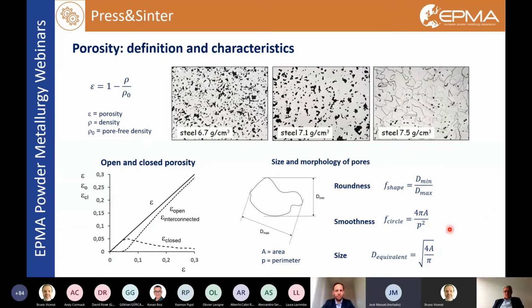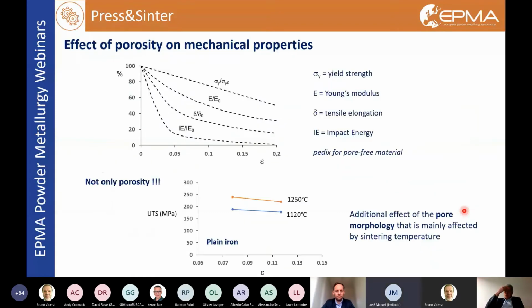So let's start to speak a little bit about mechanical properties, and this is the most common way to show in a general way the influence of porosity on mechanical properties.